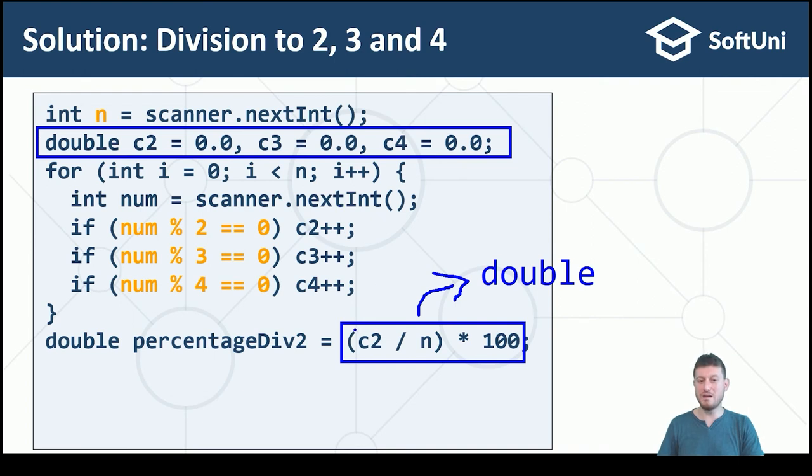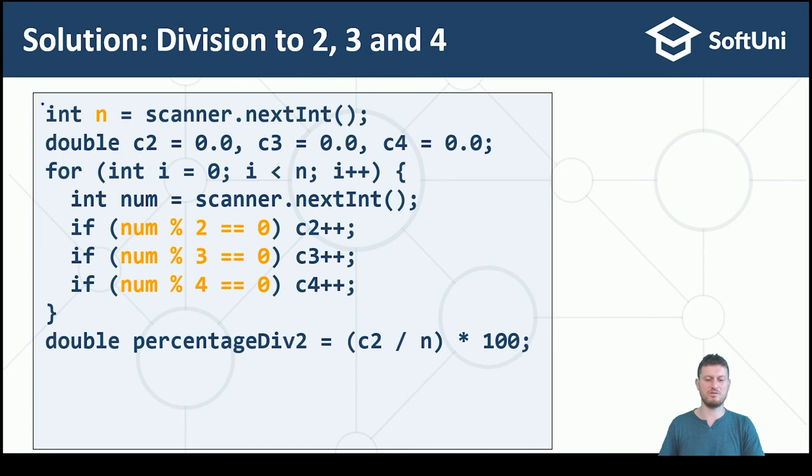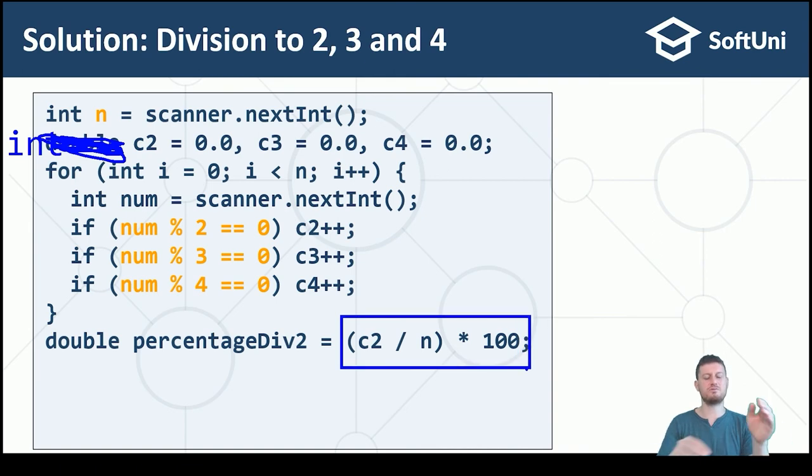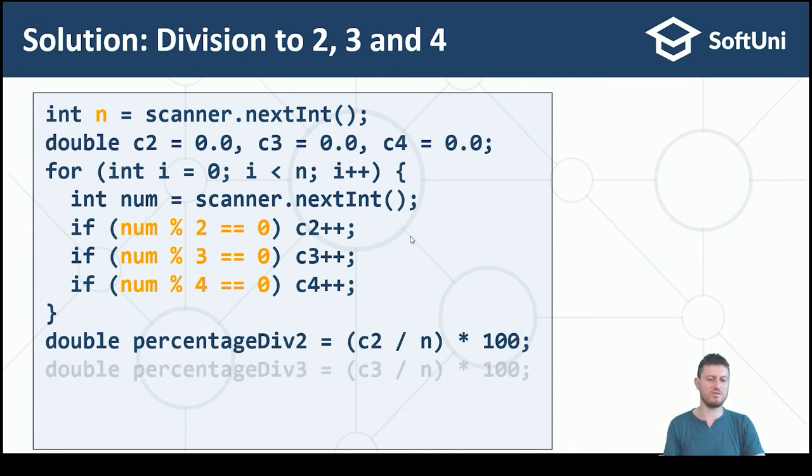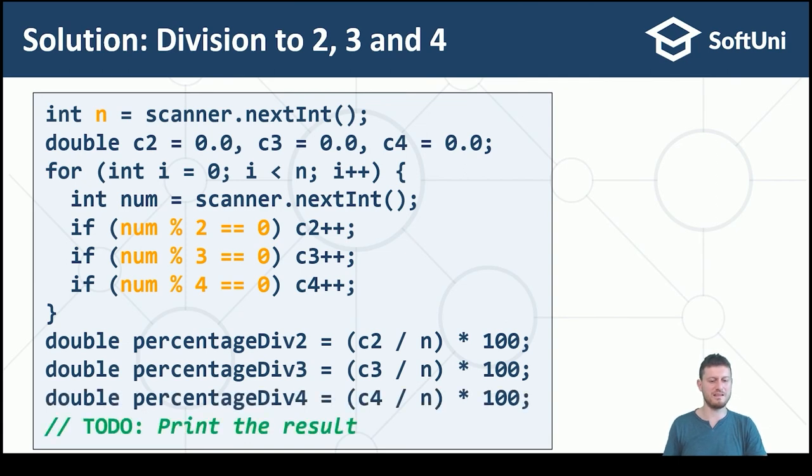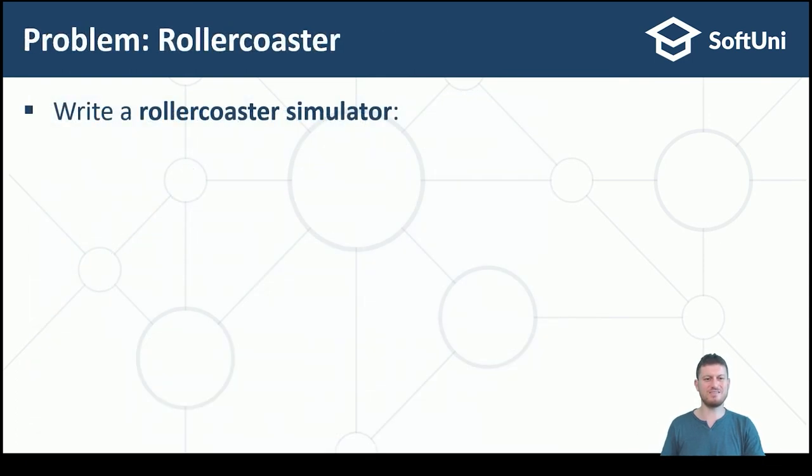Why? Because this is double, this is int, and this is int, but this is double. So this division will be floating point division. If this is int here, like my mistake at the beginning, then this will be rounded to an integer number and the percentages will be incorrect. Finally, we print the result like I showed you with %.2f. Okay, let's go ahead to the next problem.